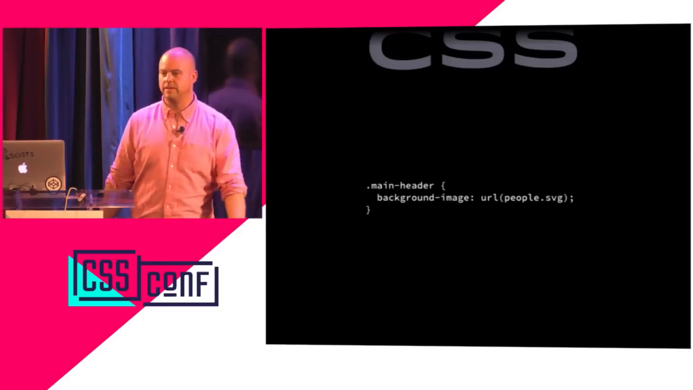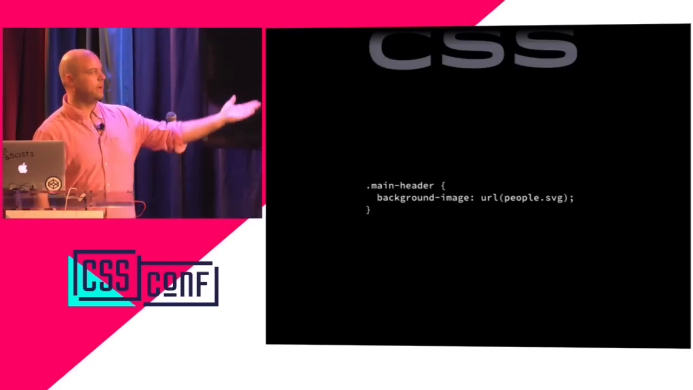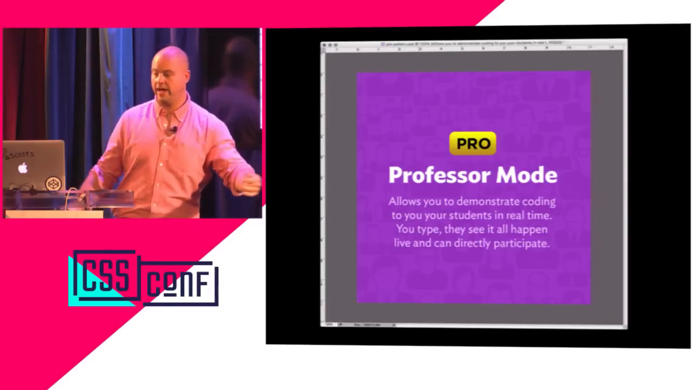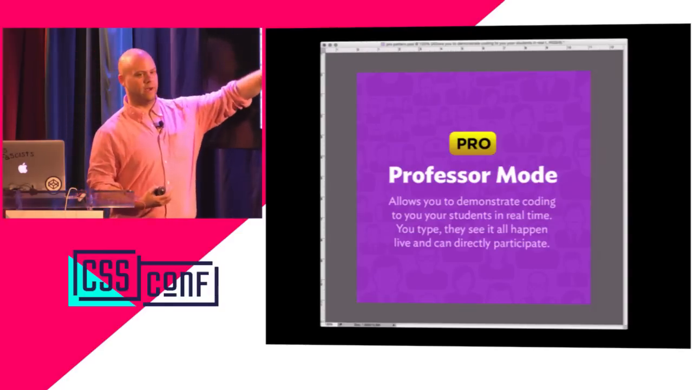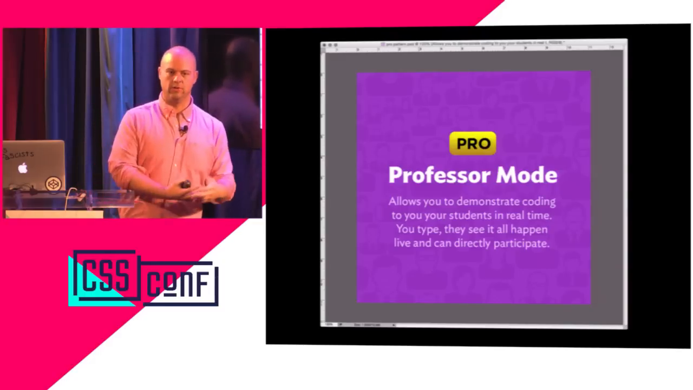This is how you use it, and you use it in the same way you would use JPEG, GIF, PNG, whatever. You just put it in the background with the URL thingy, and there it is. This would be a use case for that. It's an ad. There's people in the background. That's totally vectory.